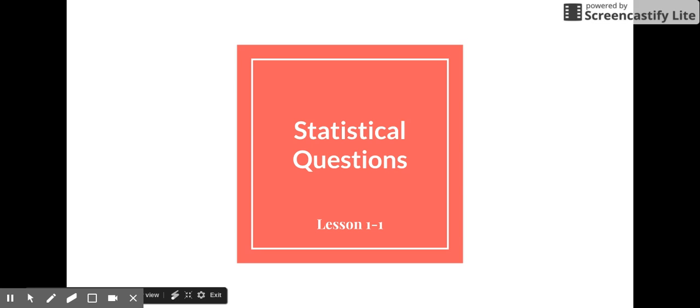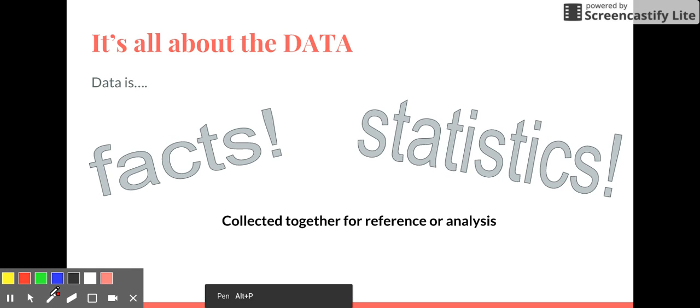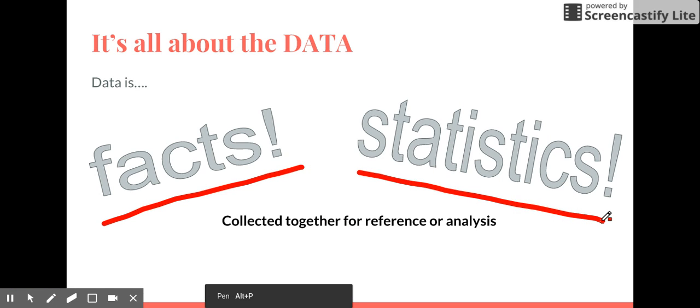So today we're going to be looking at statistical questions, what they are, and how we figure out whether a question is statistical or non-statistical. This is just a refresher in case you kind of forgot what's going on. So basically it's all about the data. Data is just facts and statistics that we collect together for reference or analysis.